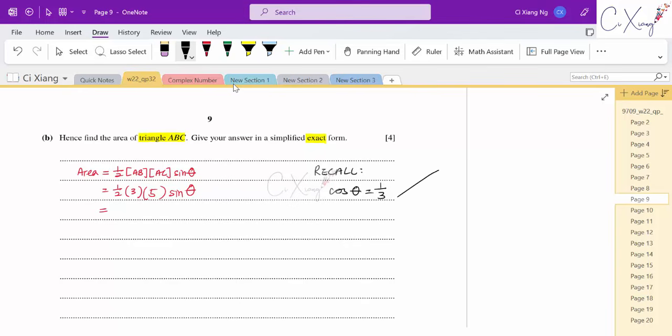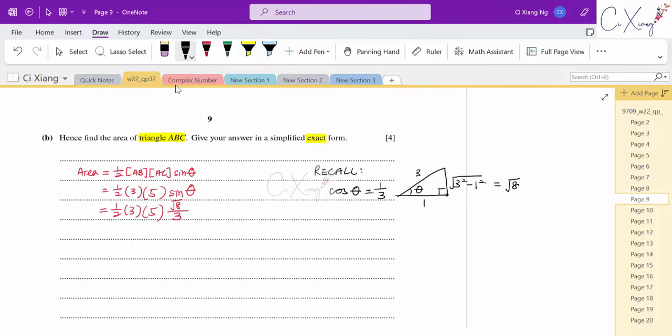So from here, we can draw a simple triangle, where this is theta. Cos is 1 over 3 means that the adjacent length is 1 and the hypotenuse is 3. So we can get this length here, which is 3 square minus 1 square, and you will get square root 8. Now if I want to get sine theta, refer to this triangle here. So sine theta will be square root 8 over 3.